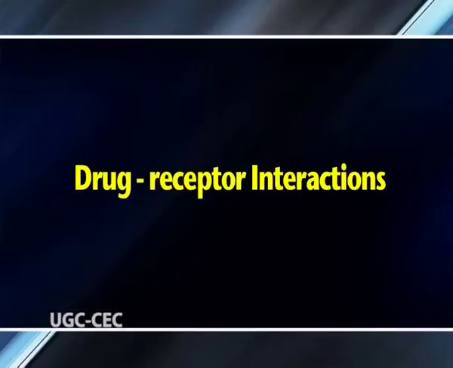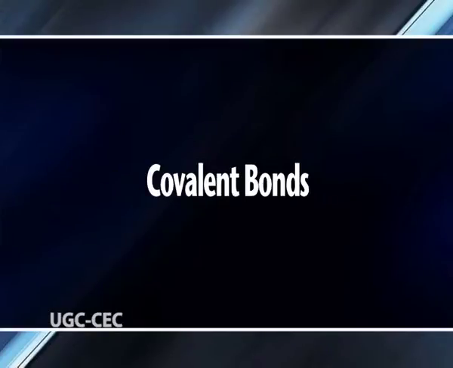Now, coming to the interactions involved in drug receptor interactions. Number first is the covalent bonds. These are strong, irreversible bonds with -40 to -110 kilocalories per mole stability. These are rarely seen in drug receptor interactions. More prevalent in drug enzyme and drug DNA interactions.